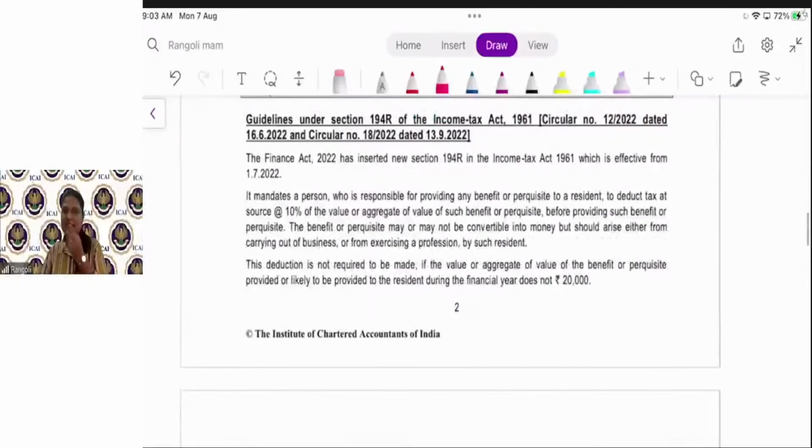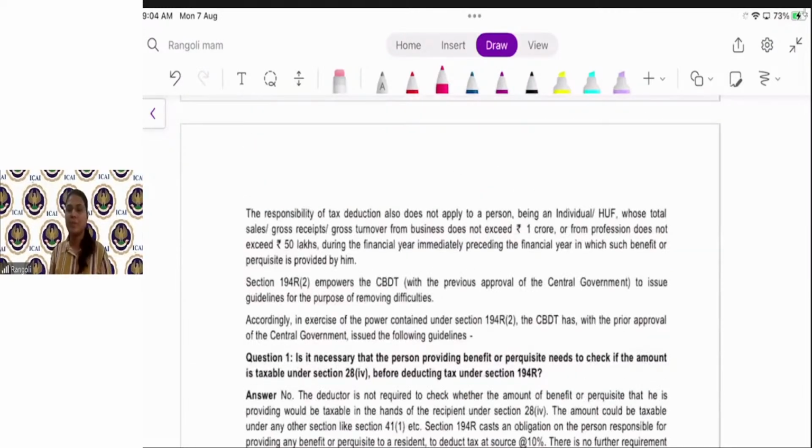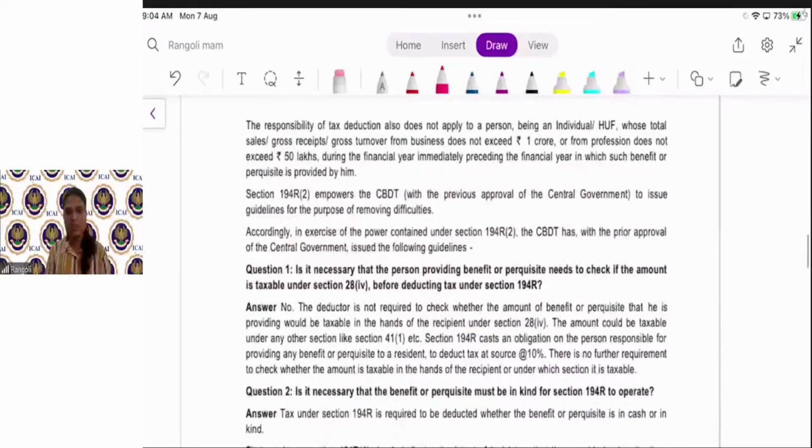And the rate of TDS is 10%. If the value of benefits is more than 20,000, then only TDS is required to be deducted. This section is not applicable to those individual and HUF whose turnover in the last financial year is less than 1 crore. Clear? Now we will discuss the guidelines issued by the CBDT.